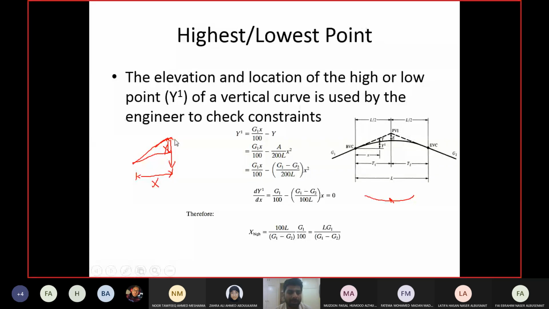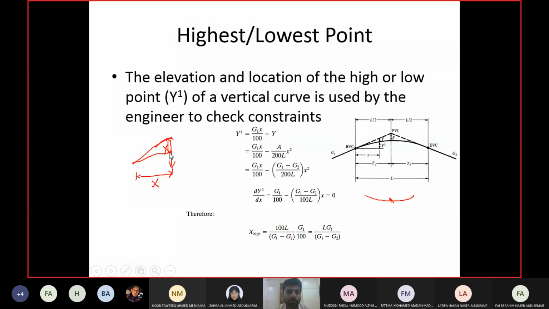Now if you can find out the total height between BVC and the gradient, and then you subtract y. What is y? The offset between the gradient and the curve. So you find the total height from BVC to the gradient, and then you subtract y. You will get y1. See, this is y1. So this total height minus offset will give you y1.